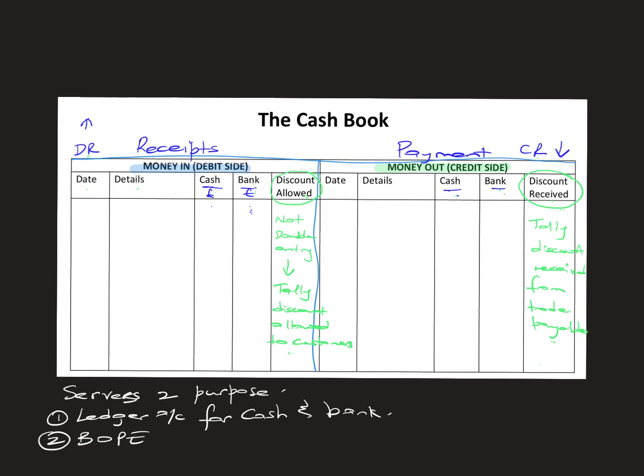On the credit side is the payment side. And again, you'll see a column for cash and a column for bank, in addition to a date column and a details column. So any monies that the business is going to be paying out, or money out of the business, if it was money out of the business using cash, then the entry would be made in the cash column. So you'd enter the date of the transaction, the details, which is the corresponding account of the transaction, and then you would also put in the amount.